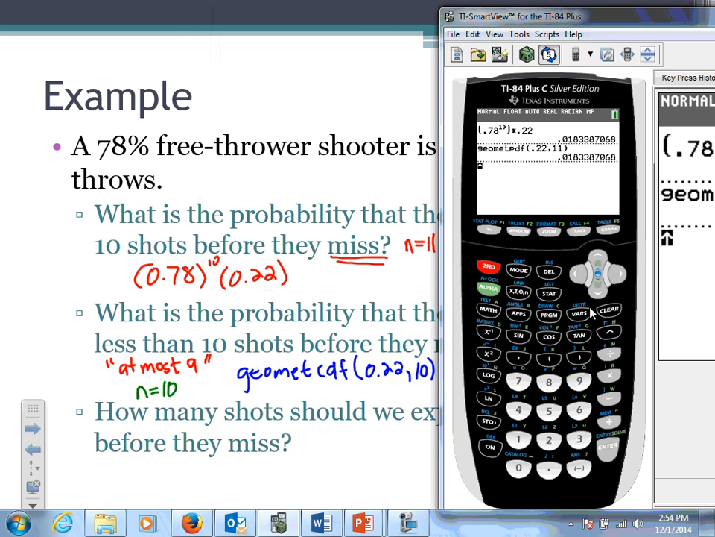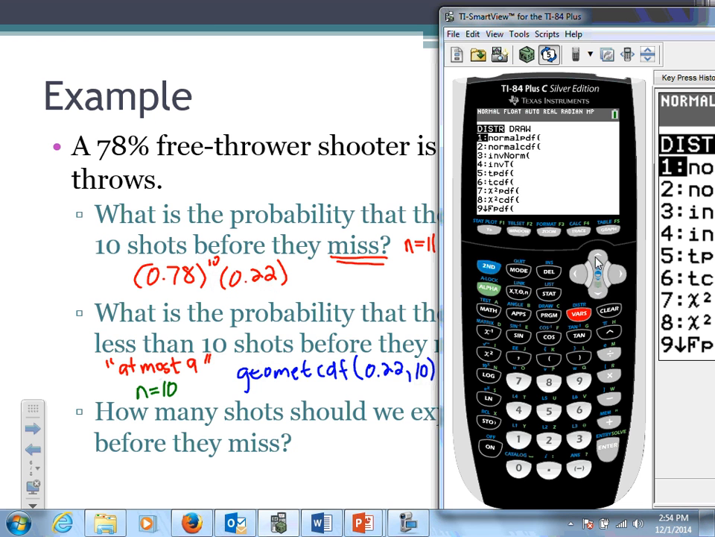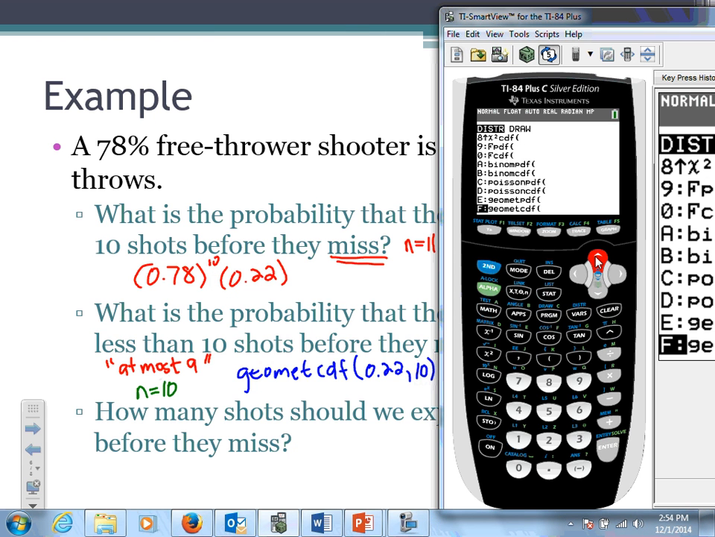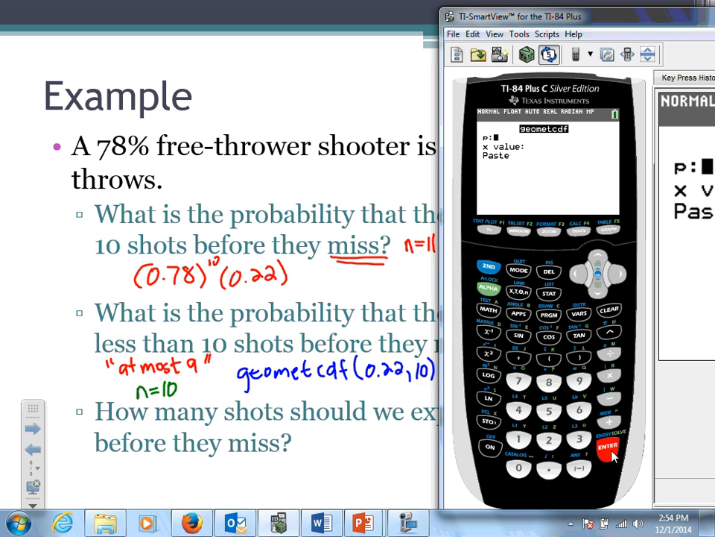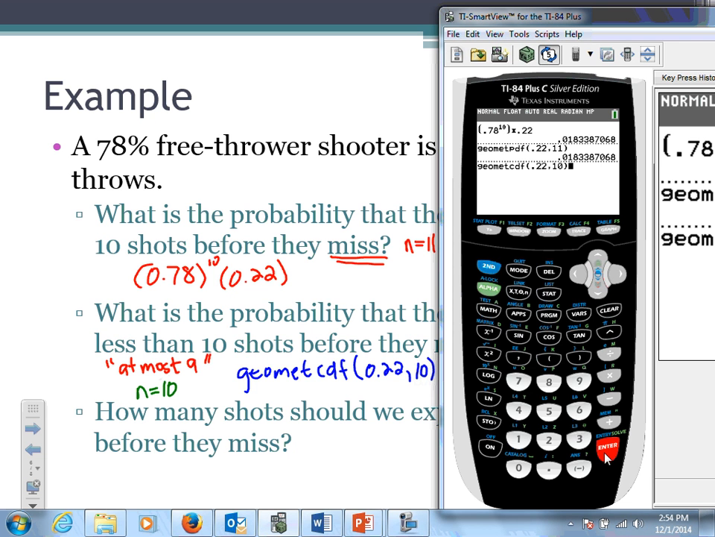So again, I'm going to go into my distribution menu, and I'm going to go up this time. This is the quicker way to get there. You can see there's my geometric CDF then. So I'm going to choose my geometric CDF. My p-value is 0.22. And again, I want to attempt at most 10 trials. So we're plugging in the 10. We'll hit paste, hit enter, and there's our probability.